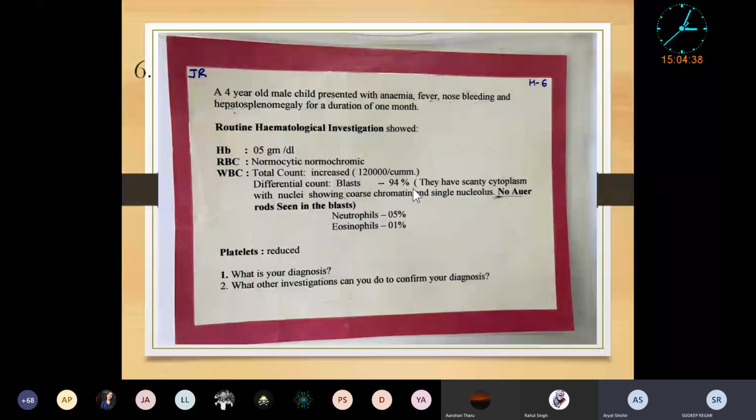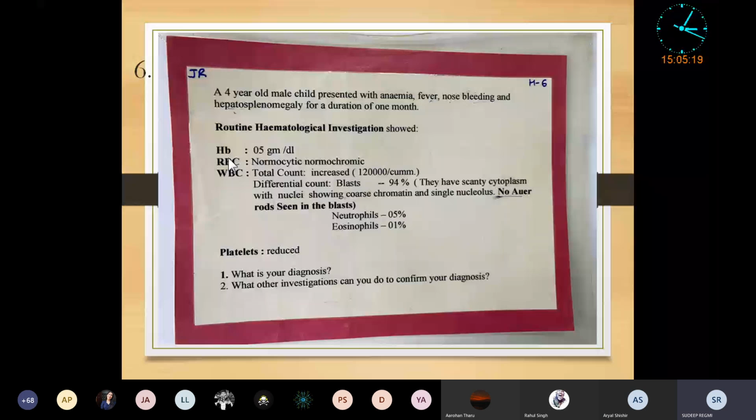What is the criteria to tell that it is an acute leukemia according to WHO? Blast cells are increased. So what should be the percentage of the blasts? Only 5 to 10%. Normally there should be 1 to 2% in the bone marrow. Here in the differential count in the peripheral smear also you are getting 94%.